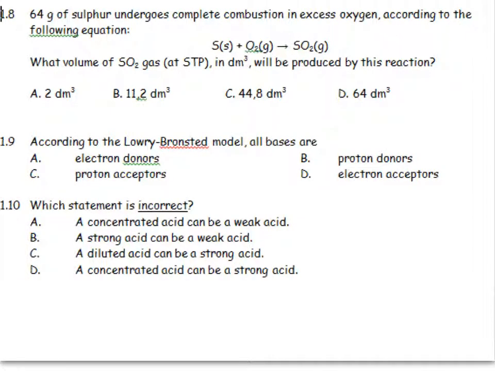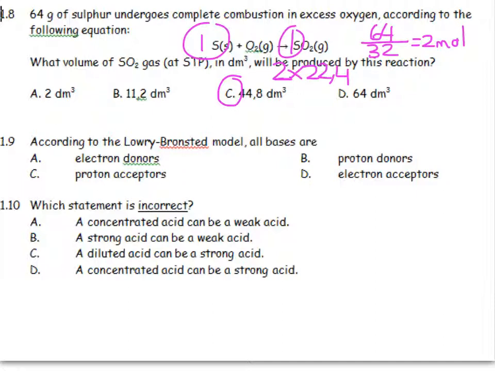64 grams of sulfur undergoes complete combustion in excess oxygen according to the following equation. What volume of sulfur dioxide gas at STP, in decimeters cubed, would be produced by this reaction? So the first thing is we need to work out moles of sulfur. 64 mass over molar mass of sulfur is 32, so that's 2 moles. The good news is this is a 1-to-1 ratio, so that means that there's 2 moles of SO2, and now they're asking me for volume, so it's 2 times 22,4, and that means it's 44,8 decimeters cubed.